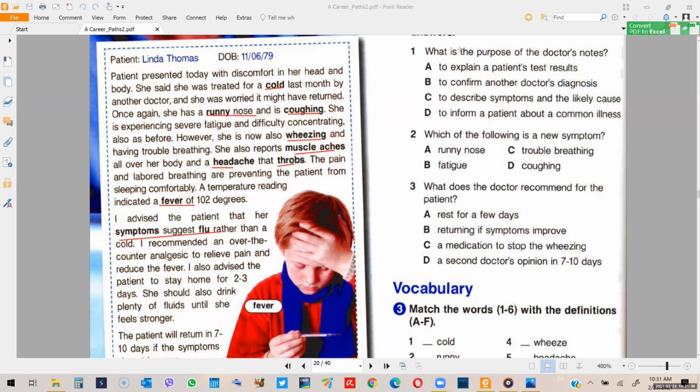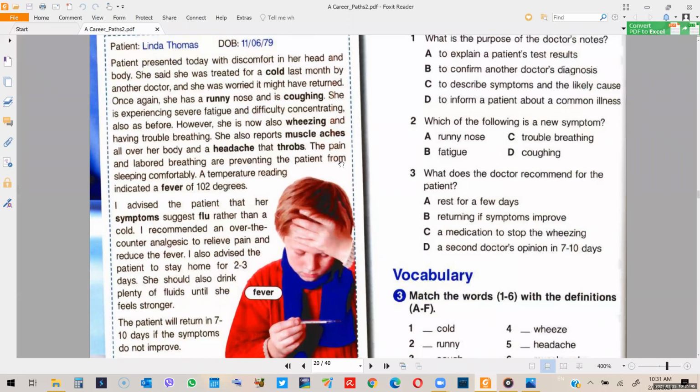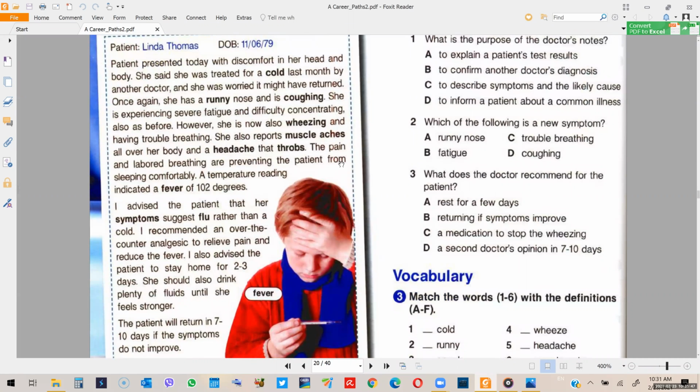Unit 9, Talking about Symptoms. Exercise 5, page 21. Patient, Linda Thomas. DOB 110679. Patient presented today with discomfort in her head and body.